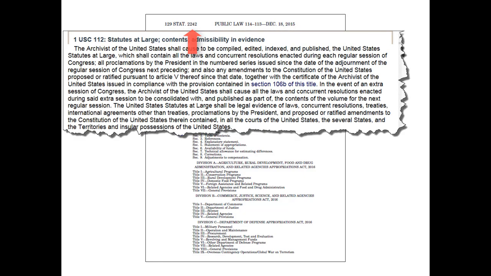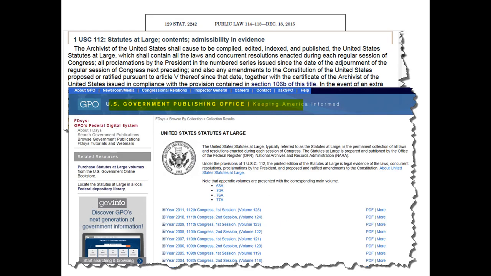These slip laws are then arranged by public law number and are cited by volume and page number in the statutes at large, which is a permanent collection of laws enacted during each session of Congress. Under the provisions of 1 U.S.C. 112, the printed edition of the statutes at large is legal evidence of the laws. The Government Publishing Office maintains a web page on the statutes at large.